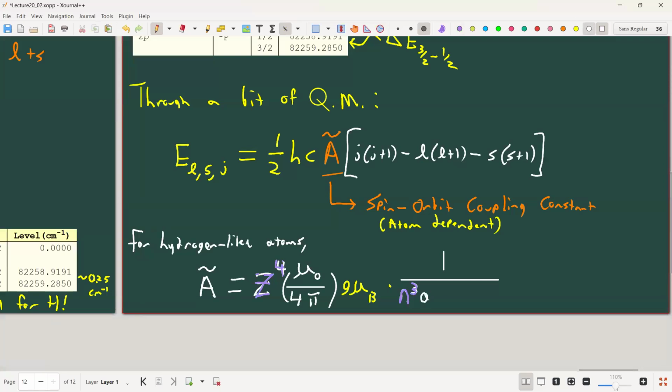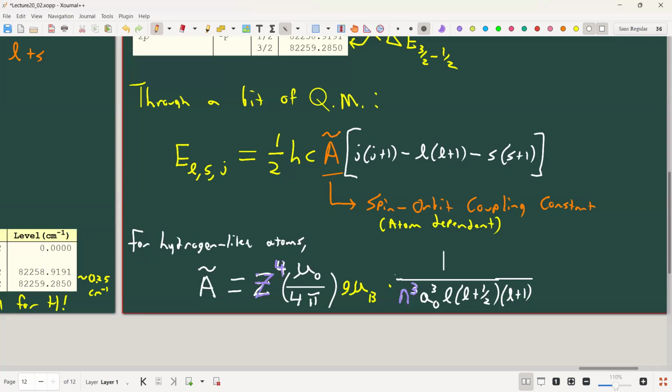And for unit reasons, there's a factor of Bohr radius squared cubed. And then there's a function of L plus 1/2, L plus 1. Okay, so the amount the spin couples to the orbital angular momentum of the electron depends on how many protons you have in the nucleus, how much electrostatic charge potential you have. It's a function of how close the electron is to the nucleus. It's also a function of the angular momentum.